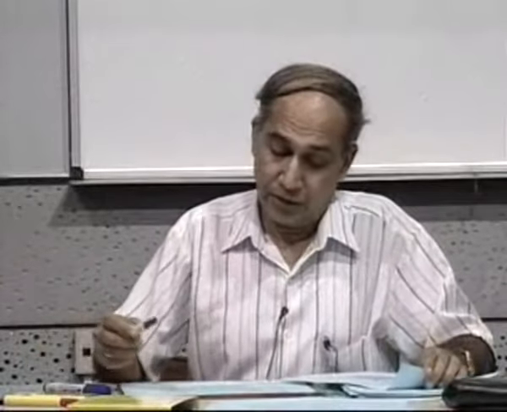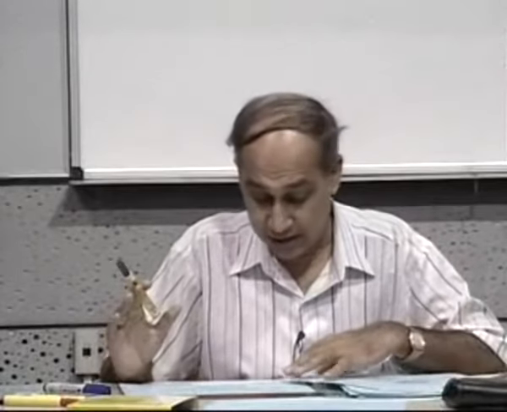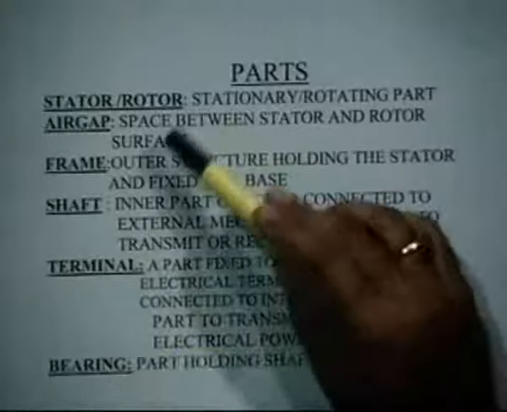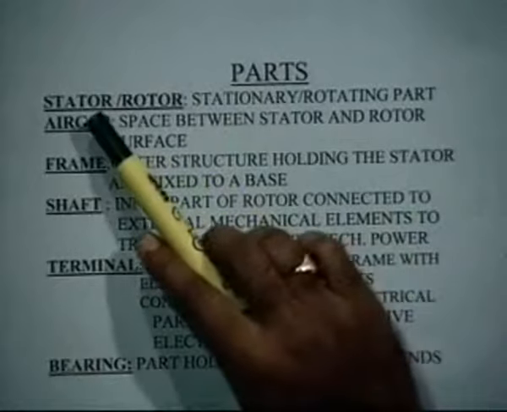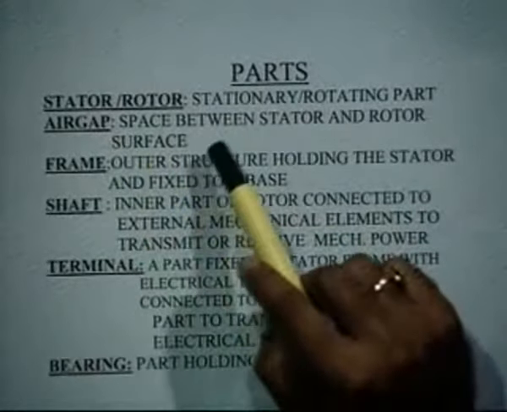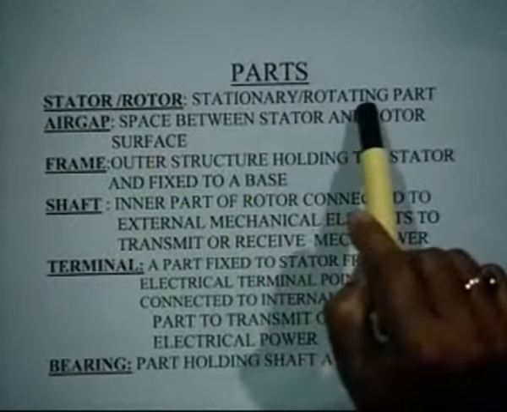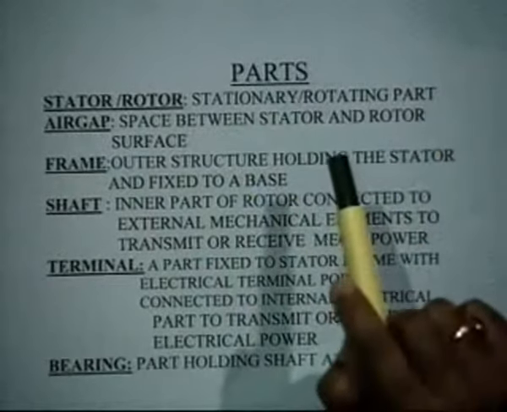Now again, a review of what you are likely to know, coming to the parts of a motor. All motors, all electrical machines will have all these parts. One is it will have a stator and a rotor, that is, a stationary part and a rotating part.